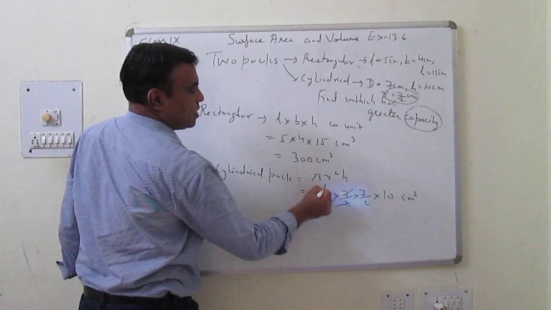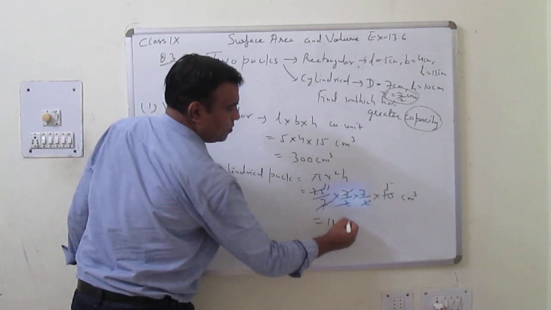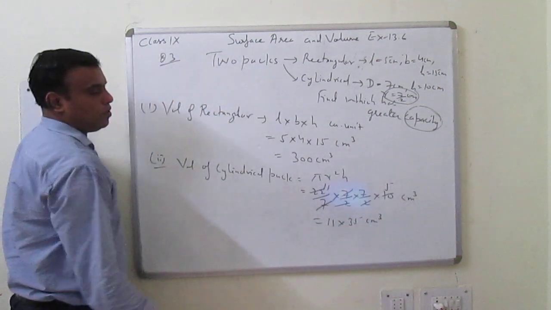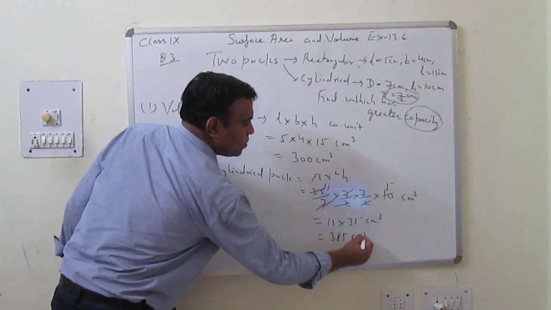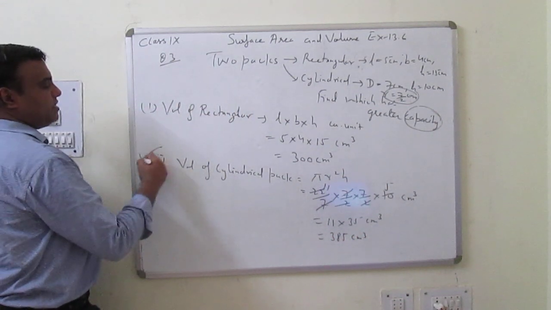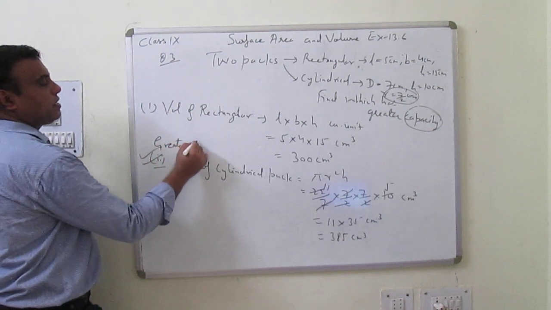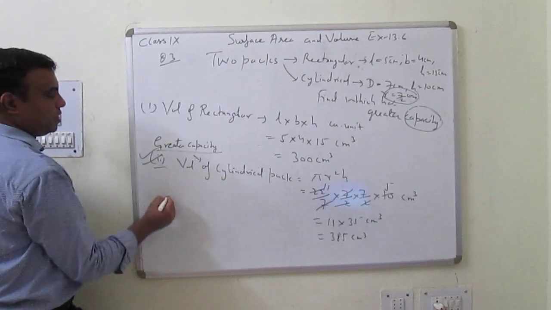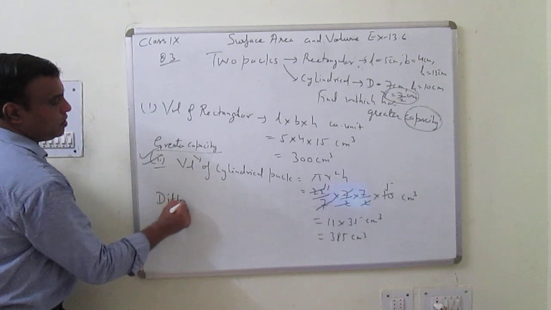2 11s are 22, 2 5s are 10. So it becomes 11 into 7 5s are 35 centimeter cube. So 11 into 35 is 385 centimeter cube. So volume of cylinder is greater. This is greater capacity. Cylinder has greater capacity, and how much, you have to take the difference.